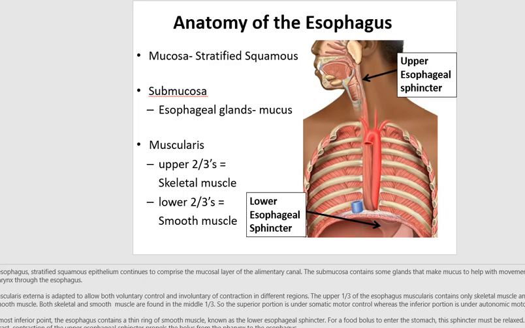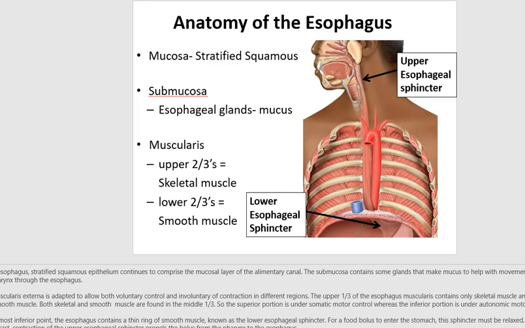So once those constrictors have sequentially contracted, the food bolus will enter the esophagus. Now, in the esophagus, the mucosa is still stratified squamous epithelium. The submucosa contains some mucus glands that will help with movement of the food bolus through the esophagus.